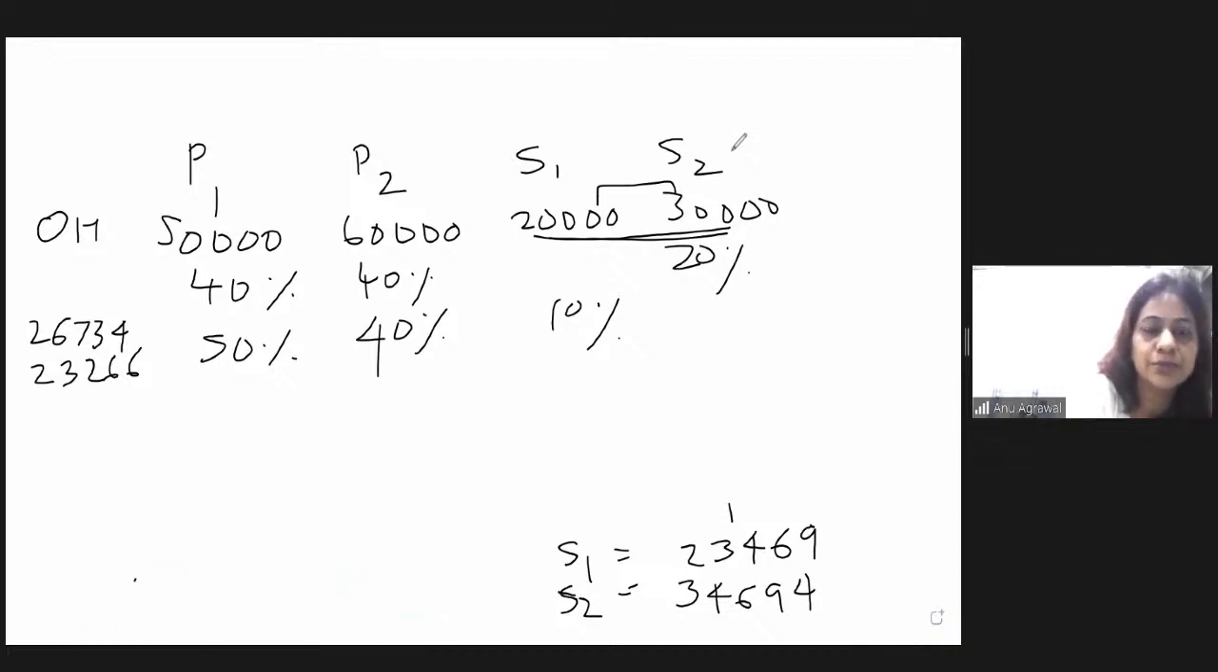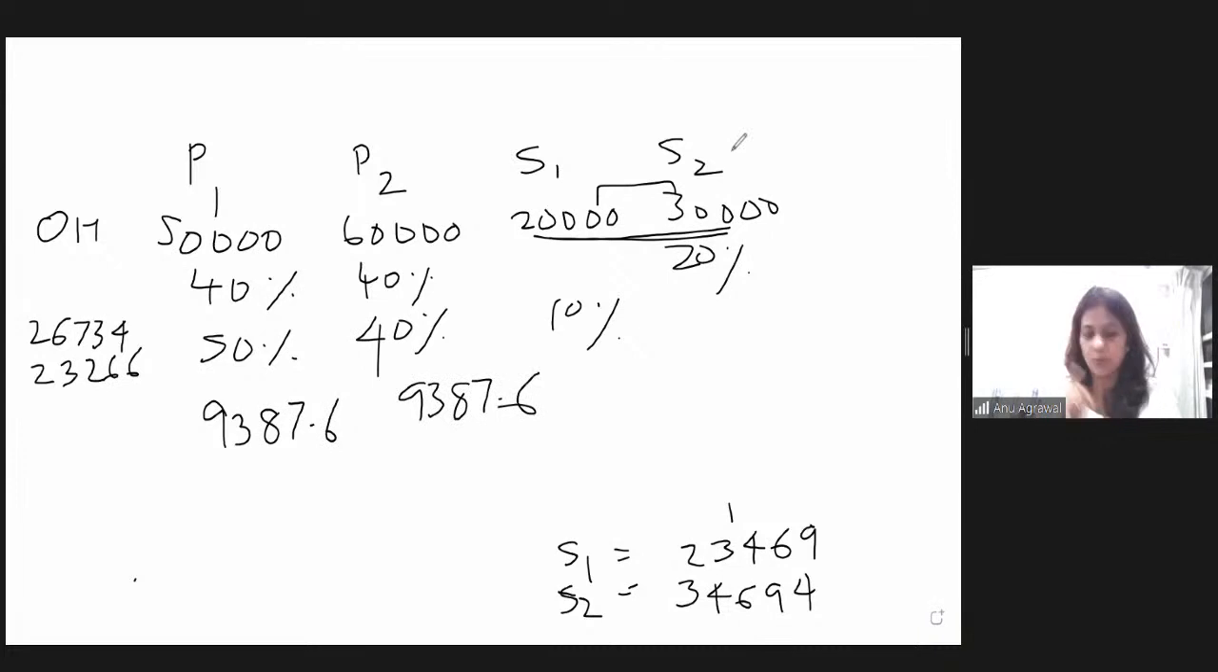Okay. So now S1 is 23,469, right? So S1 incurs how much? 40% on P1 and 40% on P2. So can you do 23,469 into 40%? It comes out to be 9,387.6 and 9,387.6. What did I do? I took 23,469 into 40% because you divide only 40%.